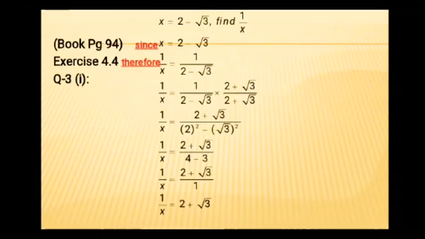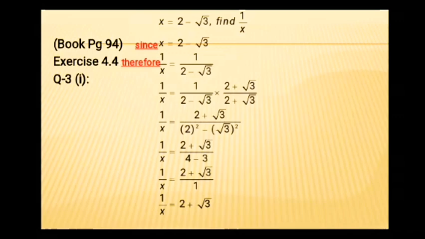So let's start. Exercise 4.4, question number 3, first part from the book, page 94. Students, you can observe here, x is given to you and you have to find out 1 over x. x is 2 minus under root 3, which is a binomial surd. First we will substitute the value of x in 1 over x. So 1 over x will be equal to 1 over 2 minus under root 3.